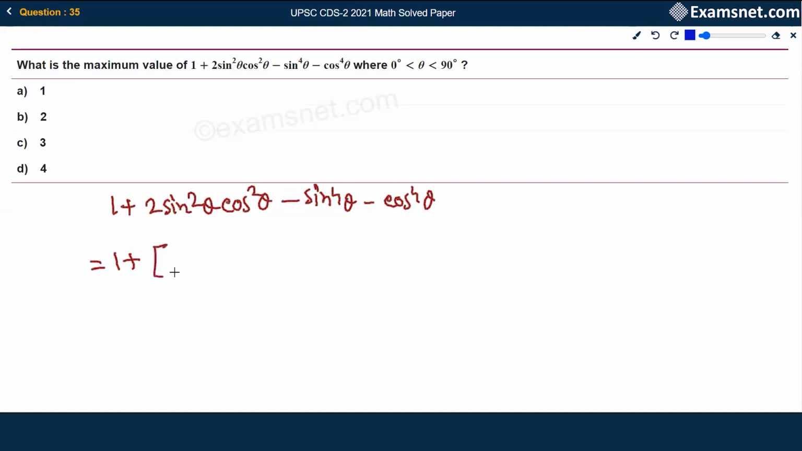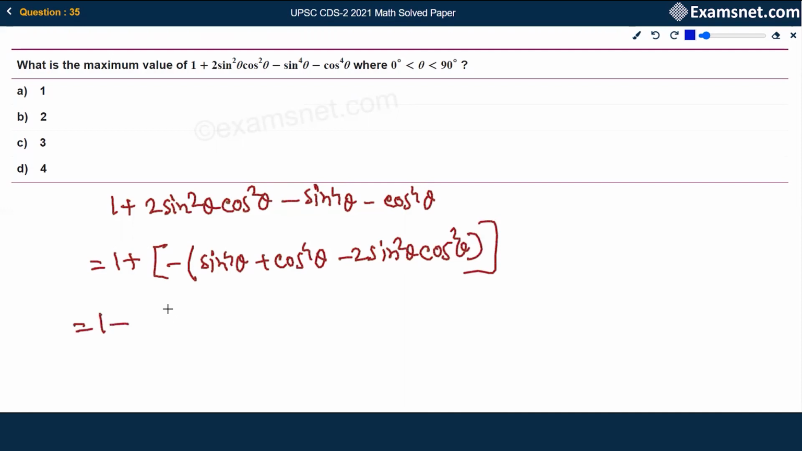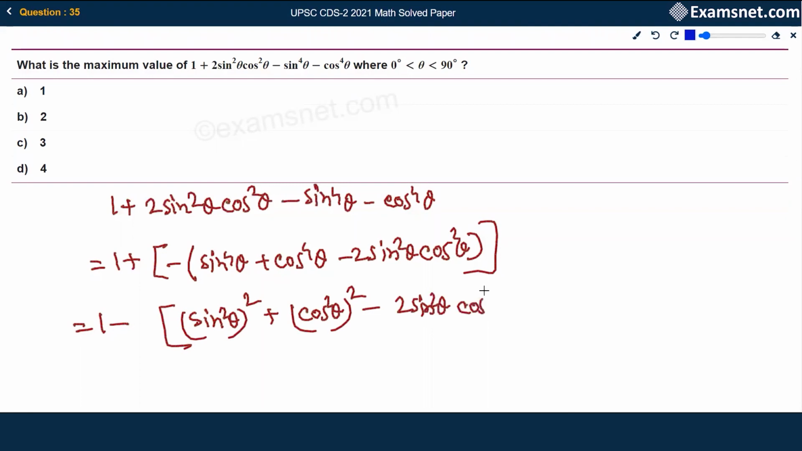So it will be sine to the power 4 theta plus cos to the power 4 theta minus 2 sine square theta cos square theta. So if we try to split it, like (sine square theta) whole square plus (cos square theta) whole square minus 2 sine square theta cos square theta, it looks like a square plus b square minus 2ab. That will give us (a minus b) whole square.